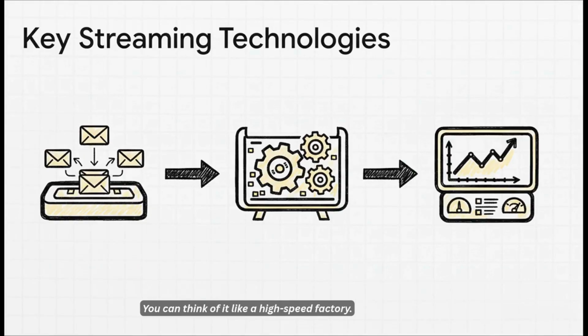You can think of it like a high-speed factory. Messaging systems like Kafka are the conveyor belts, bringing in a constant flow of raw data. Stream processors like Flink are the robotic arms, transforming that data on the fly. And real-time databases like Lakehouse are the final inspection station, analyzing everything as it comes off the line.